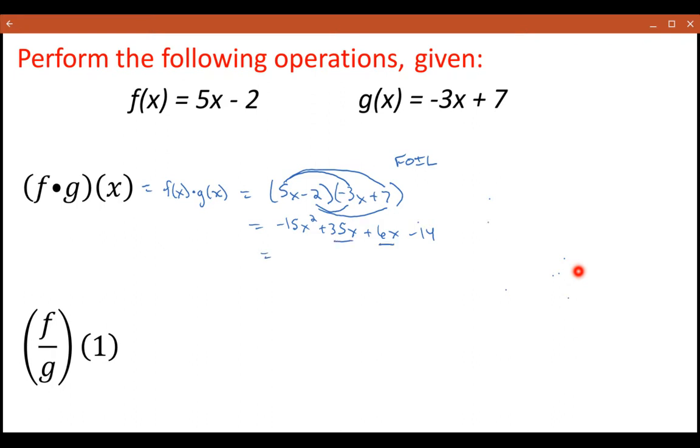We then combine our middle terms there, because they're like terms. So we get negative 15x squared plus 41x minus 14. And that's our final answer, because there's nothing else we can combine. There's no other like terms or anything. So that is going to be our answer.